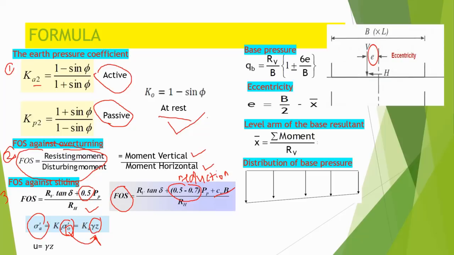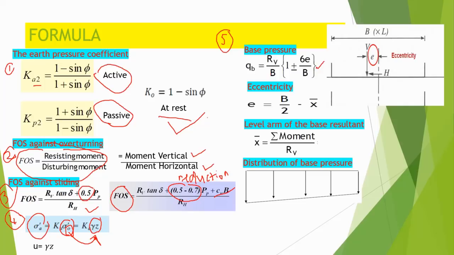Number 5 is the base pressure. If the question asks you to calculate the base pressure, this is the formula you need to memorize. QB is the base pressure, RV is the reaction of vertical, B is the base, atau width.